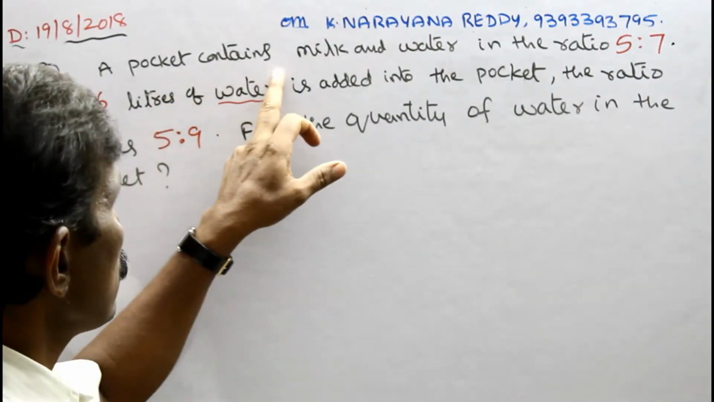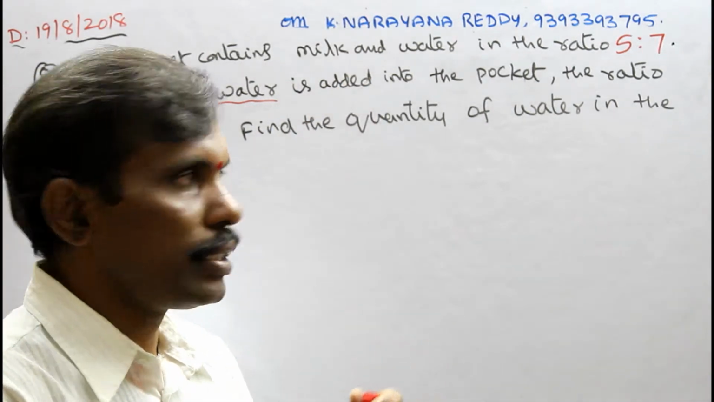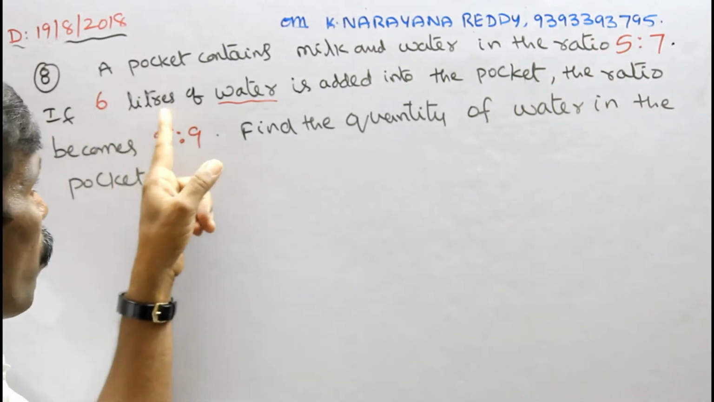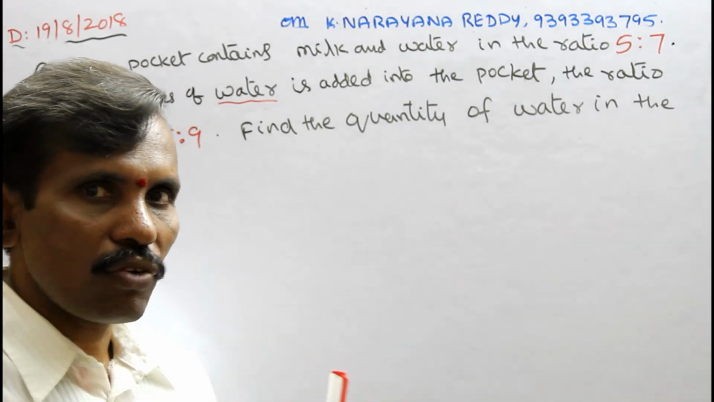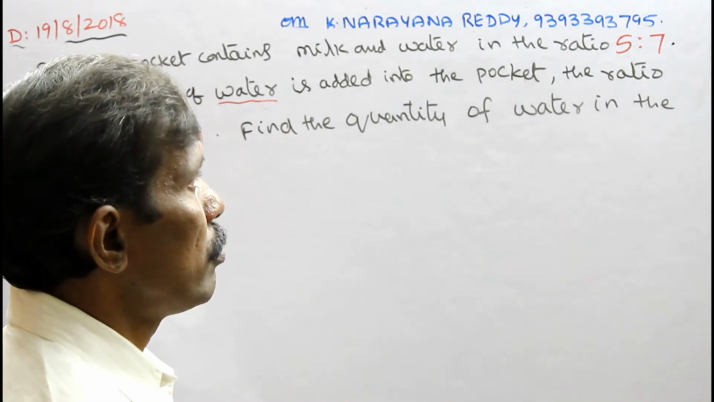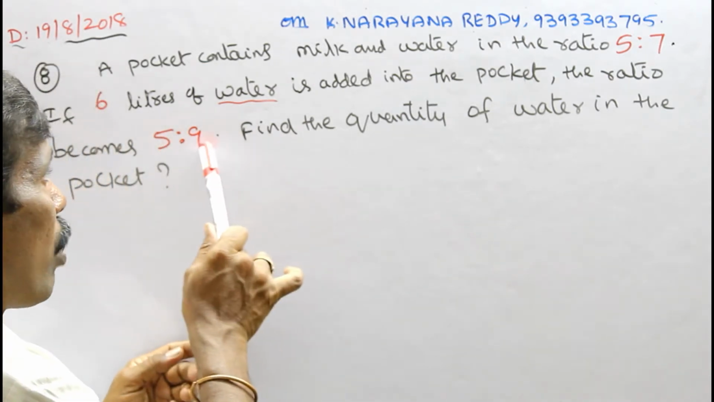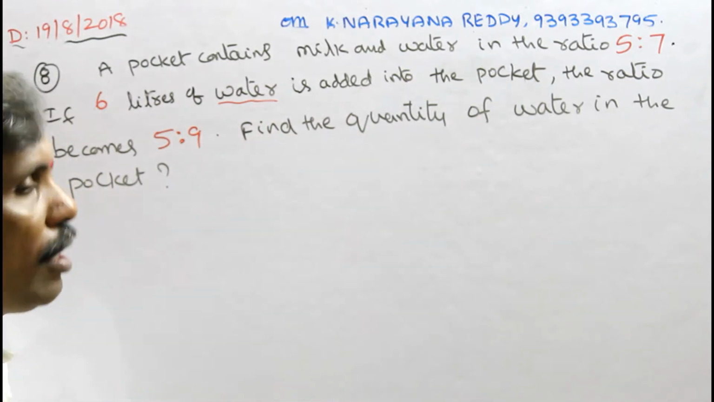A pocket contains milk and water. So, in a pocket, the water and milk are there in the ratio of 5:7. If 6 liters of water is added to the pocket, additionally 6 liters of water, the ratio becomes 5:9. So, the ratio increased. But milk is the same, but the ratio of water is increasing. Find the quantity of water in the pocket.